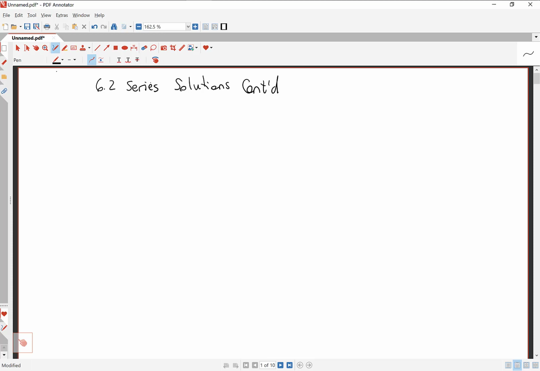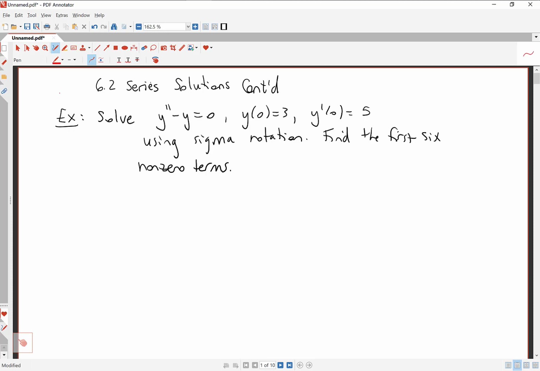So this is section 6.2, series solutions continued. We are going to solve y'' minus y equals 0 with a couple of conditions: y of 0 equals 3, y prime of 0 equals 5. We're going to solve that using sigma notation, and our goal is to find the first 6 non-zero terms.